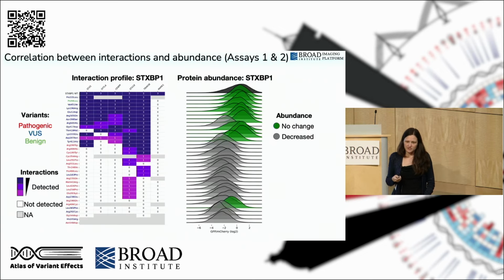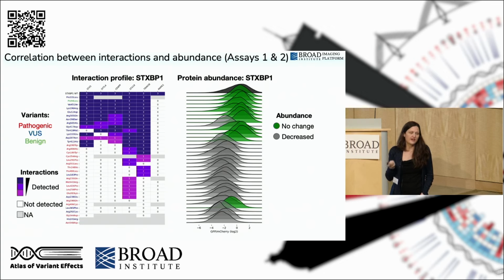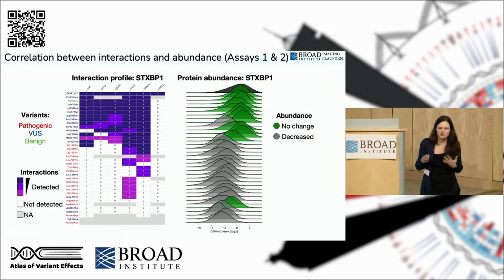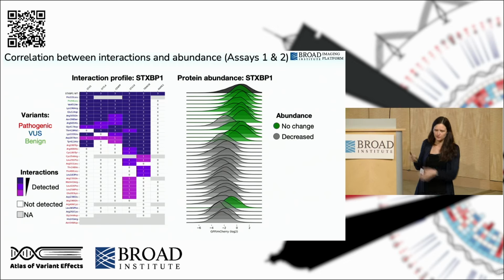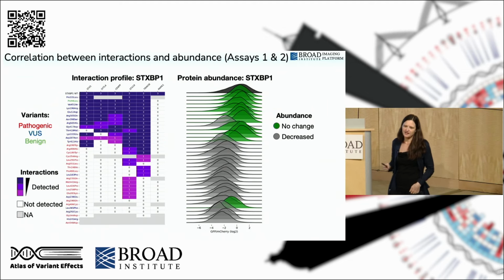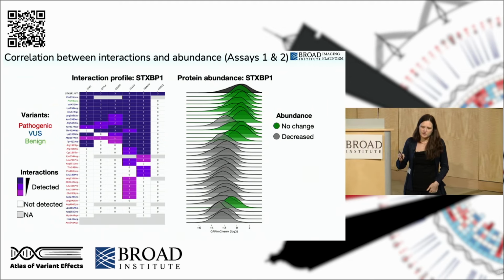And then since we have a decent amount of data for assays 1 and 2 so far in this project, we can look at the correlation between the interactions and the abundance. So we have interactions on the left that I showed you, protein abundance is on the right, and here you can see a pretty clear picture that when there is less and less of this protein expressed, these interactions start going away, and so it's maybe not too surprising of an interaction.